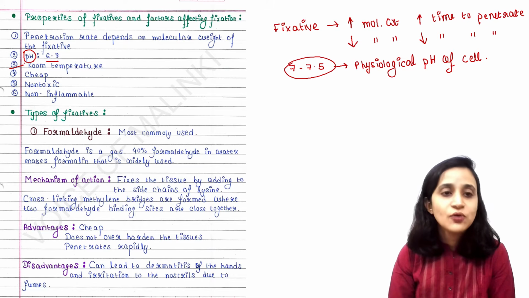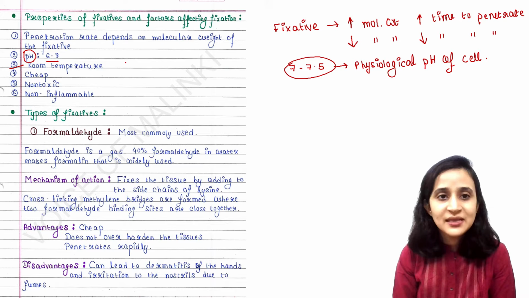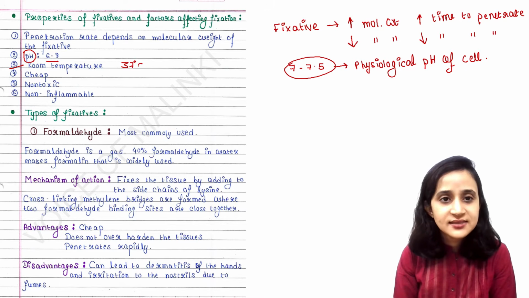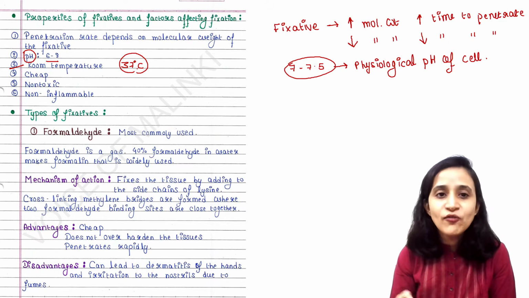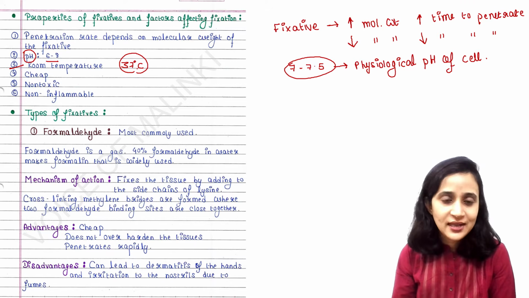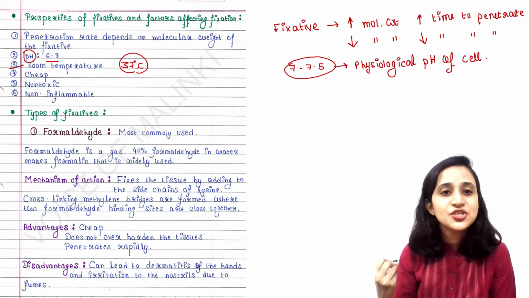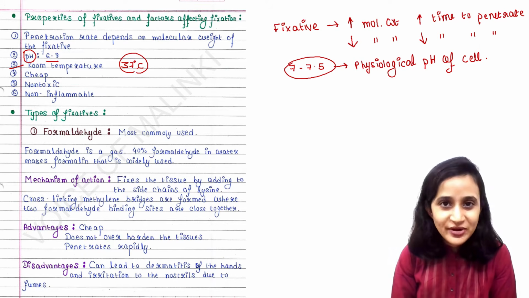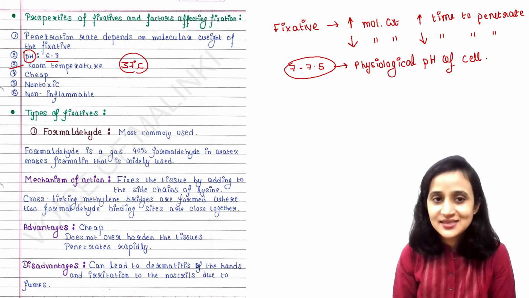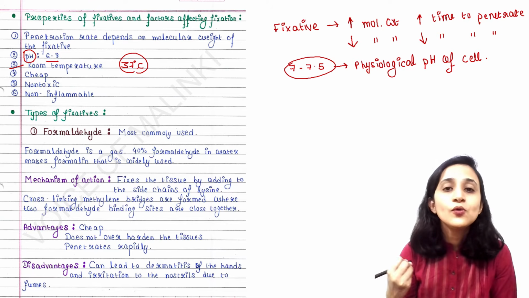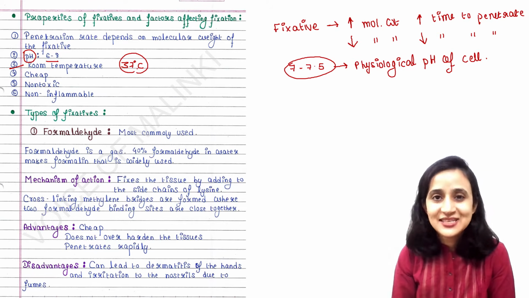Room temperature, we can do the fixation at room temperature, that means at 37 degrees Celsius. But 30 to 40 degrees Celsius is okay for that, because the cells which are there in our body, the physiological temperature is 37 degrees Celsius. So it is better to do the fixation in 37 degrees Celsius.